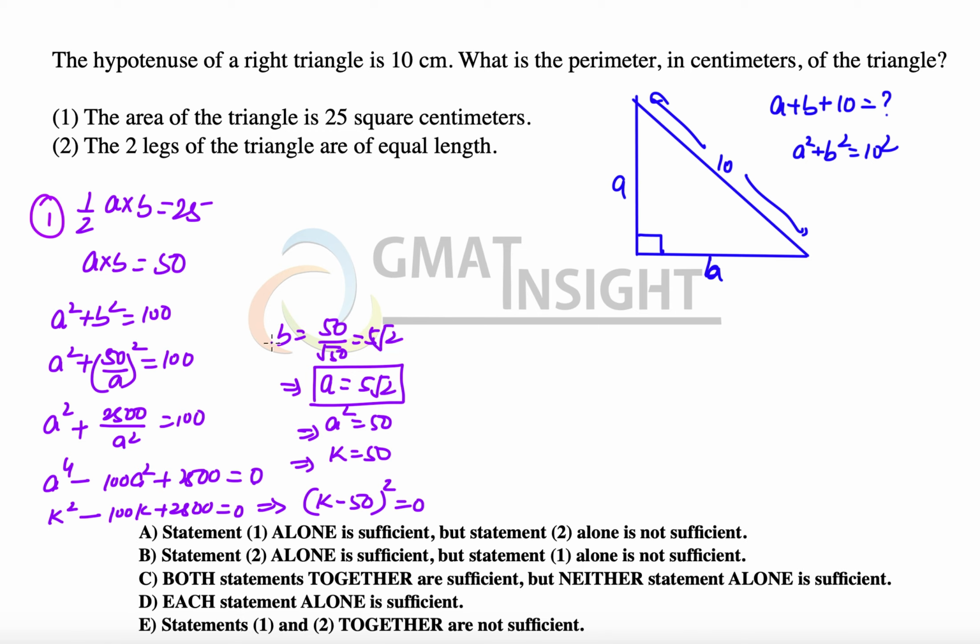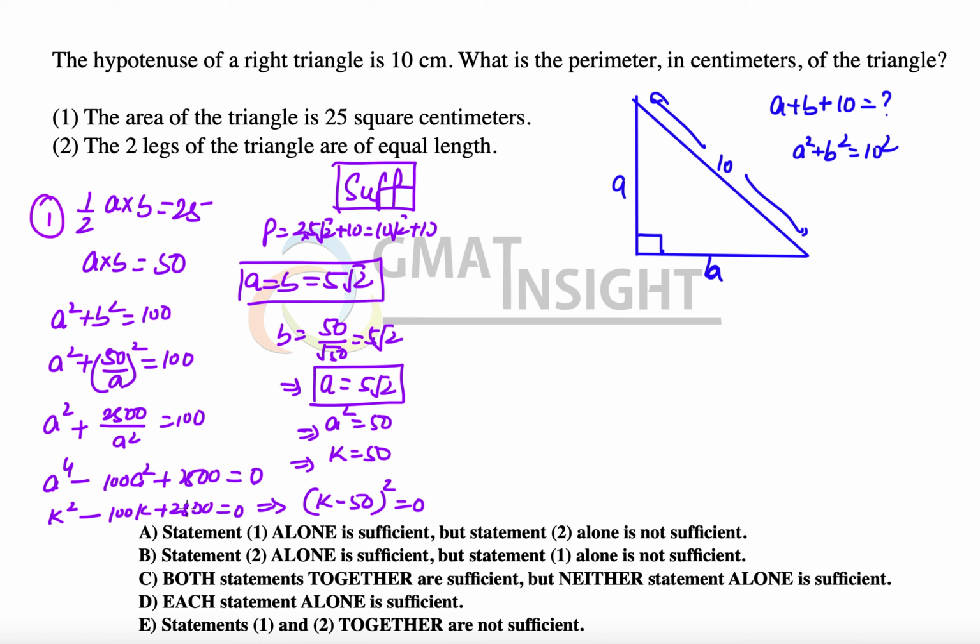So now we have just received the information that a is equal to b and each has length equal to 5 square root of 2. So we can find out the perimeter, which is twice of 5 root 2 plus 10, which is equal to 10 root 2 plus 10. So we say that the first statement alone is sufficient to answer the question. Although we did not need to do all this calculation, that was only for explanation and understanding purposes.